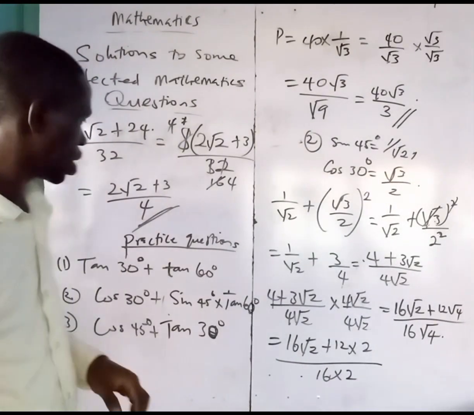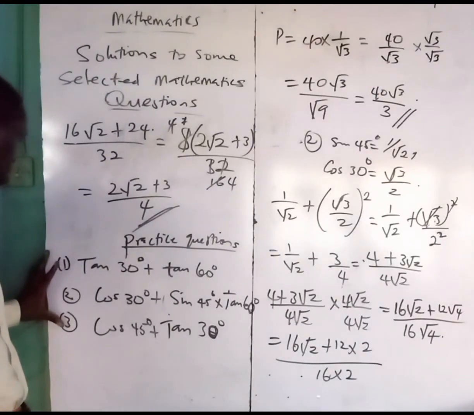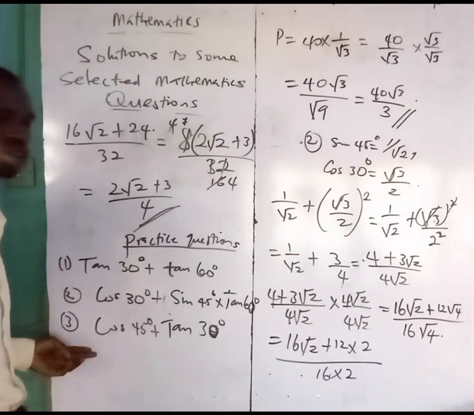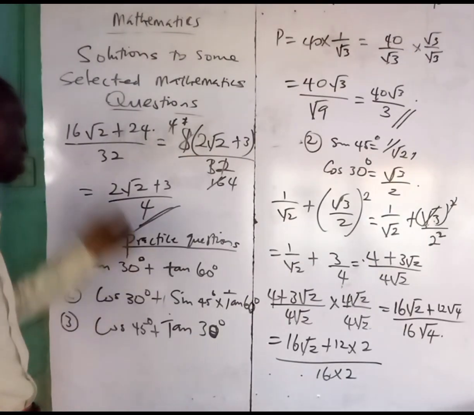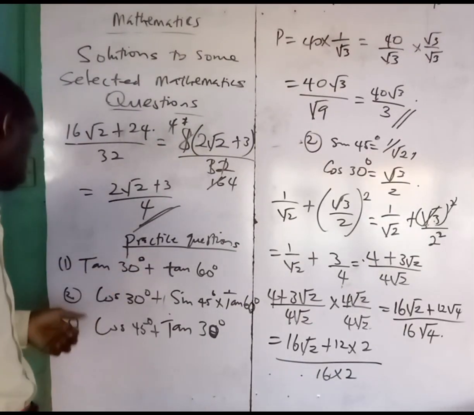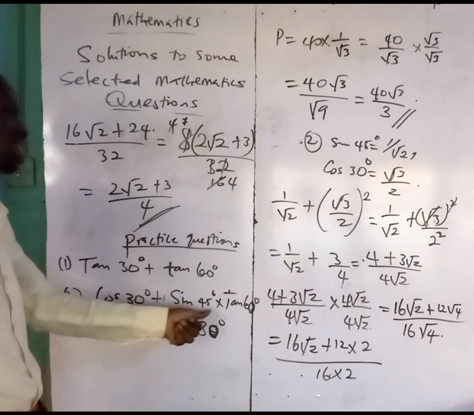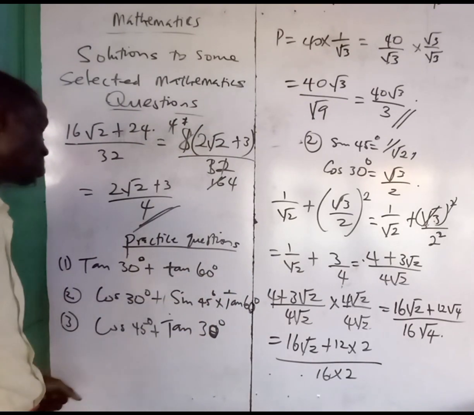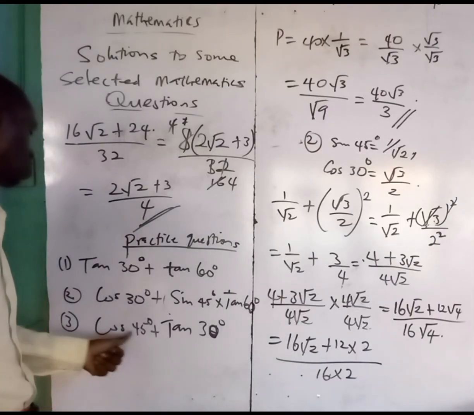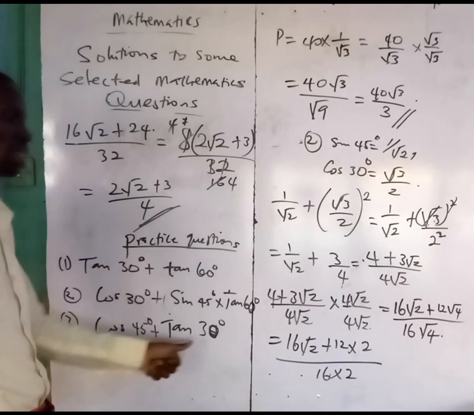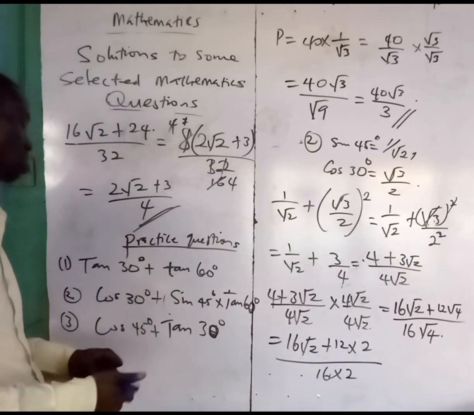Before we go, let's quickly take a look at these 3 practice questions. Let's solve them and submit. Number 1, tan 30 degrees plus tan 60 degrees. Number 2, cos 30 degrees plus sine 45 degrees times tan 60 degrees. Number 3, cos 45 degrees plus tan 30 degrees.